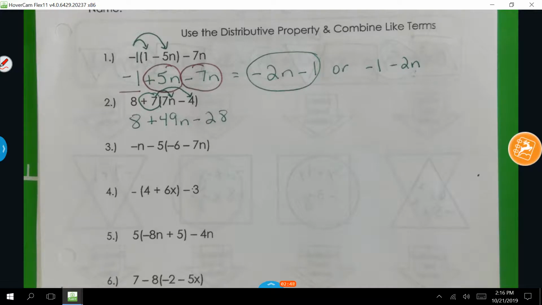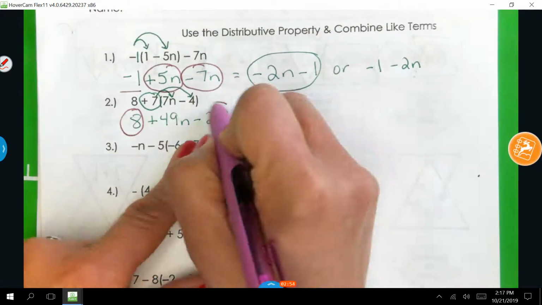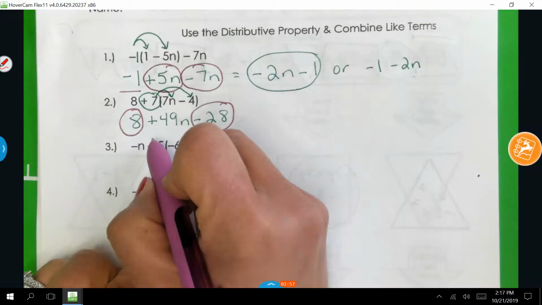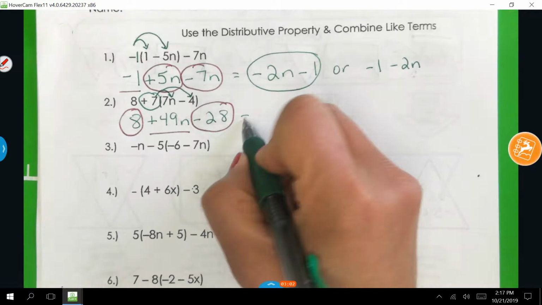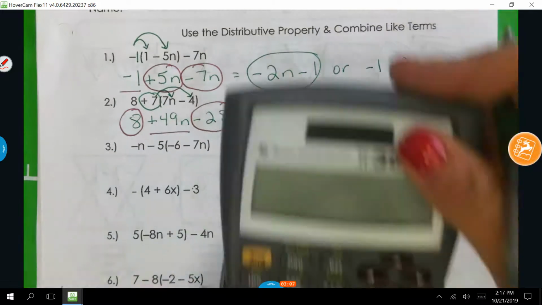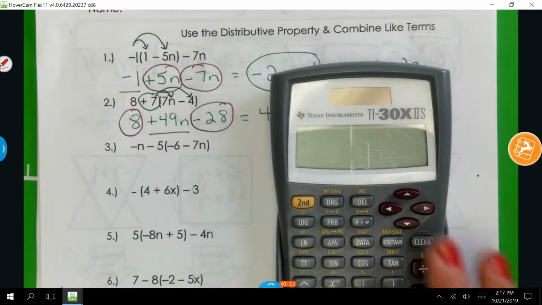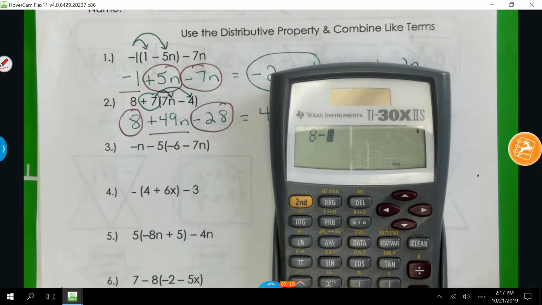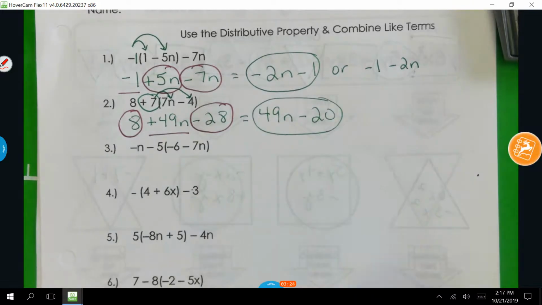Now we're done distributing, so we can combine our like terms. We have a positive 8 that can pair with a negative 28, and then the positive 49n is just all by itself. So now we can combine like terms. This is the only n term. In your calculators, 8 minus 28. Tell me what it is. Negative 20. So you're just going to put minus 20. That is your answer.